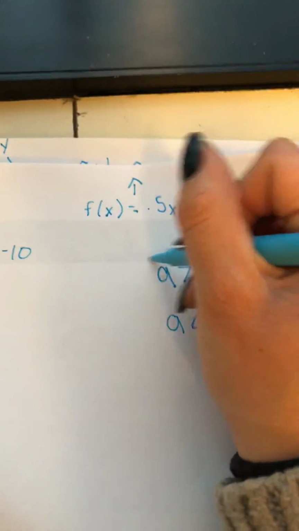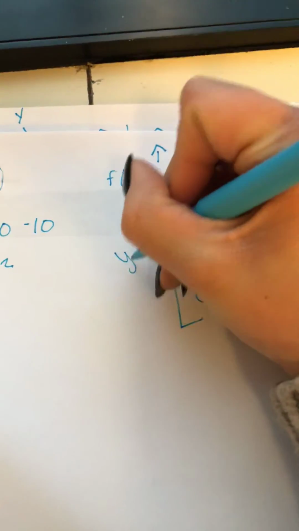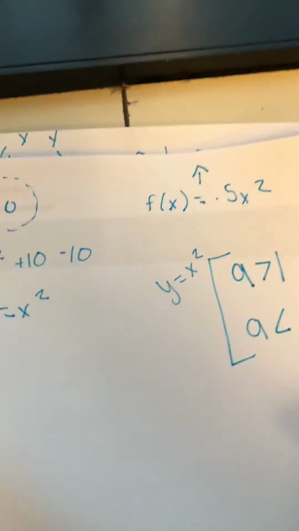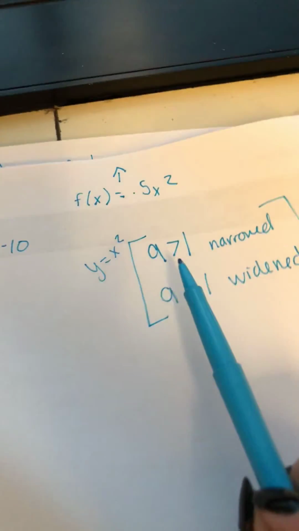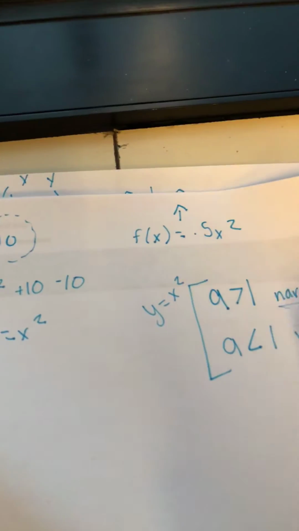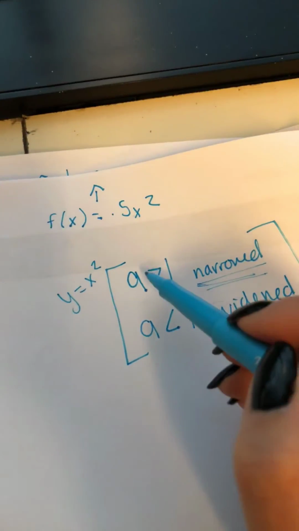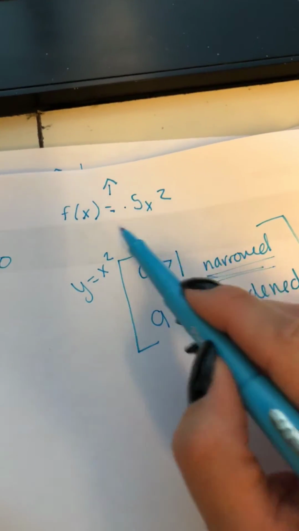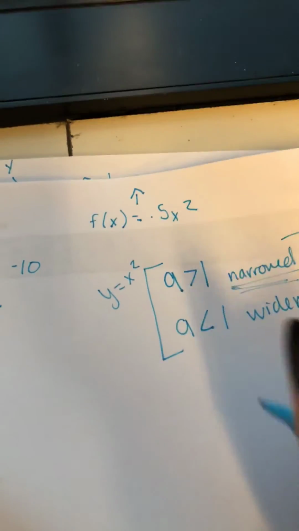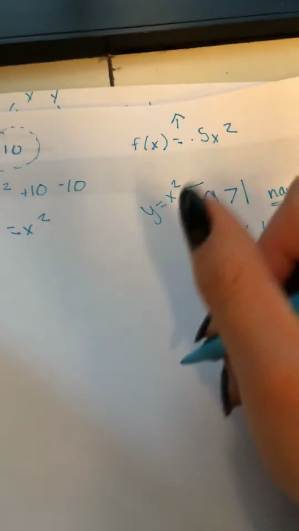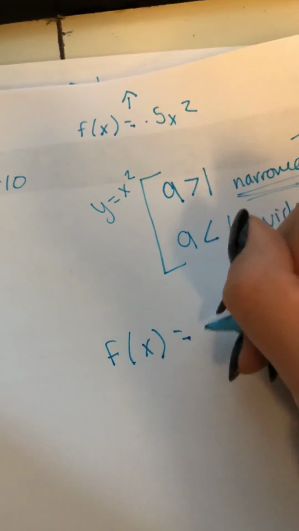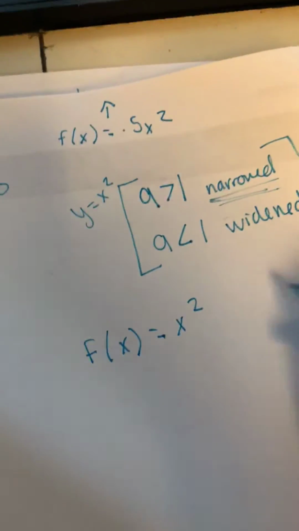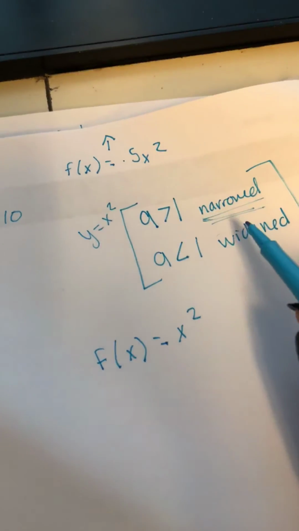Keep in mind, this is in relation to the parent function, which is y equals x squared. So this one's already at 1/2. So in order to make it more narrow, quite frankly, we don't have to go greater than 1. We could just go greater than 1/2, because that would still make it more narrow. But just to be certain, f of x equals x squared. That would make this function more narrow.